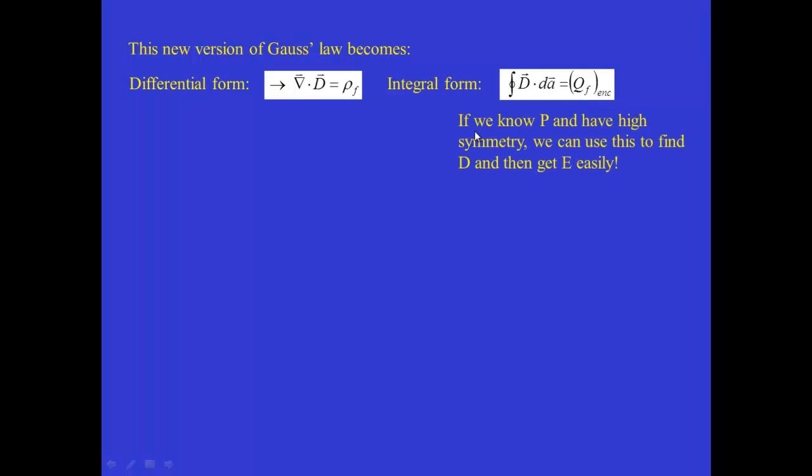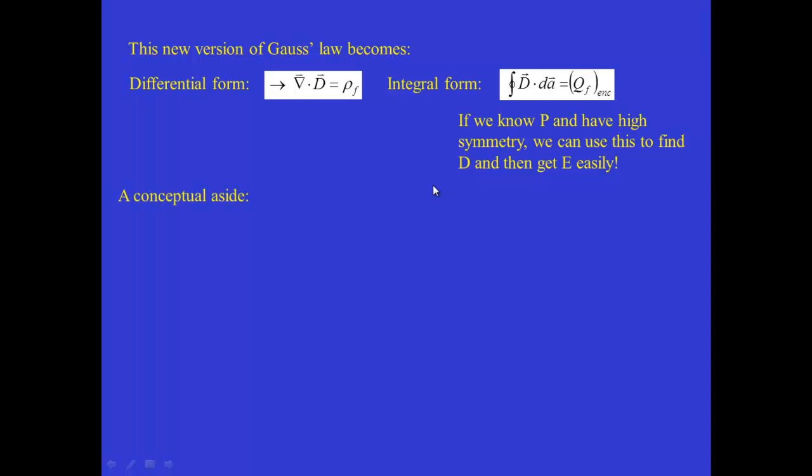And this clearly is going to take a little bit of practice to learn how to use. But the goal here now is, if we're given P, from which we can then calculate the surface bound charge and the volume bound charge, and if that gives us a high symmetry situation, then we can use this to find D. And if we know D and P, then we can get E directly, because those three are all related through the definition of D.